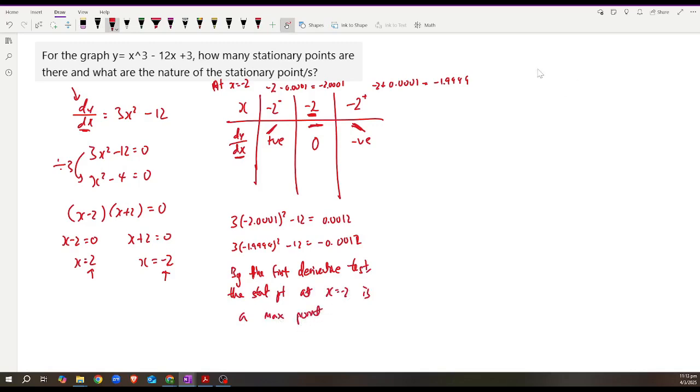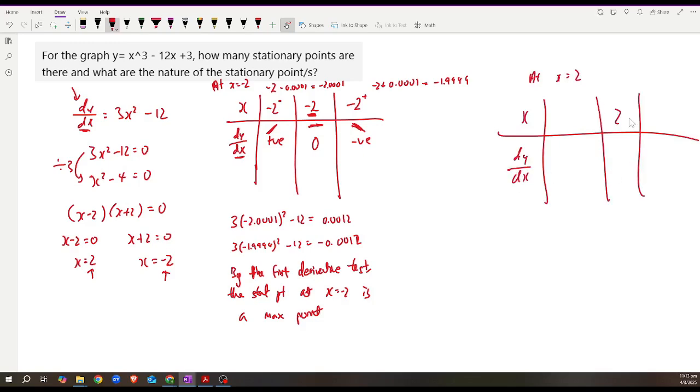And then you just do the same for x equals 2. At x equals 2, draw the table, x here, dy dx, split into 3 more columns, 2. The gradient at 2 is 0. If you sub one point to the left, so you take 2 minus 0.0001, that's 1.9999, sub into your gradient equation, you'll get negative 0.0012. And then you do the same for the point slightly to the right of the stationary point. Sub into your gradient equation, you'll find that it's positive.